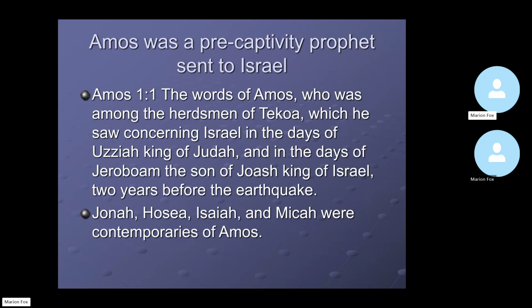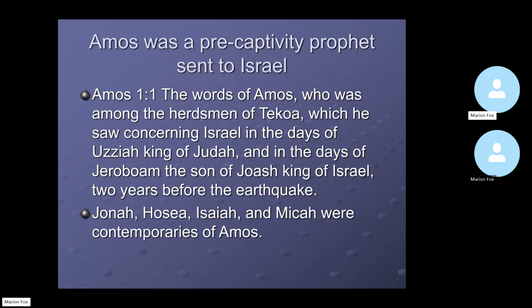Jonah, Hosea, Isaiah, and Micah were contemporaries of Amos. Again, you can tell by what kings were ruling during this time when he was prophesying. It seems when things got the roughest that God had the most prophets out there doing the work and trying to get the people to return back to God. And so we have these prophets working.